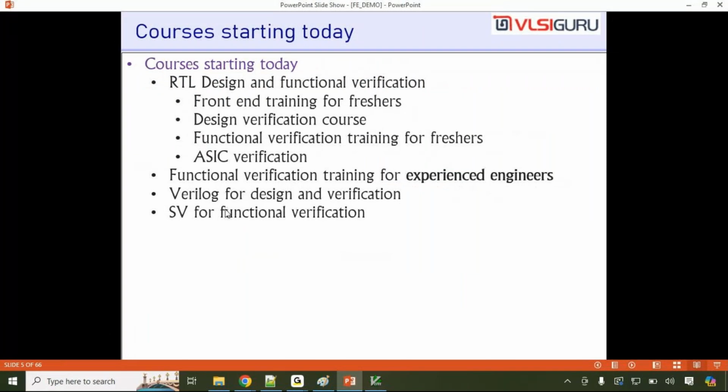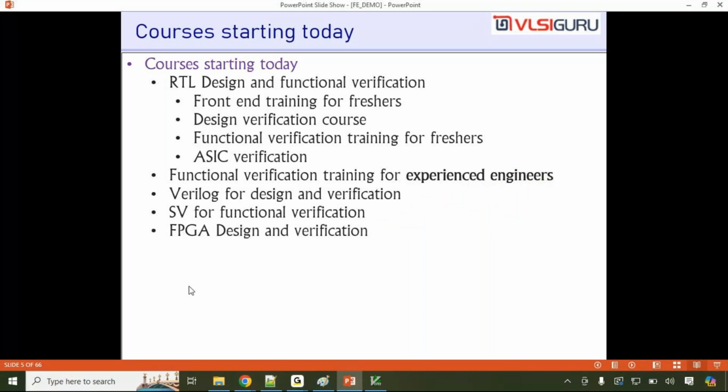We are also starting today the Verilog for design and verification and SystemVerilog for functional verification. This is meant for students pursuing their BTech and MTech, who are in the third or fourth year. They'll already be busy with their project or coursework, so they won't have time to do the entire course. They can do these courses in 1 to 2 months, and that will help them clear internship interviews or campus placements.